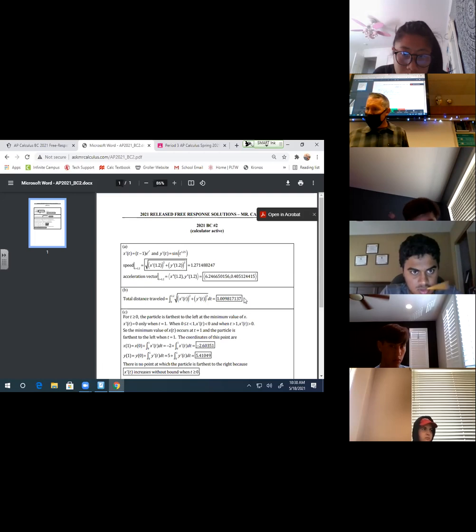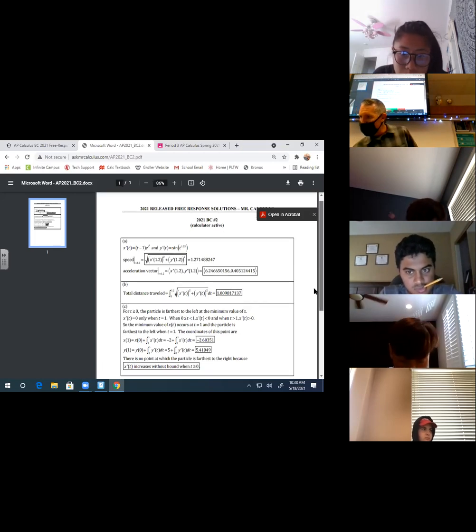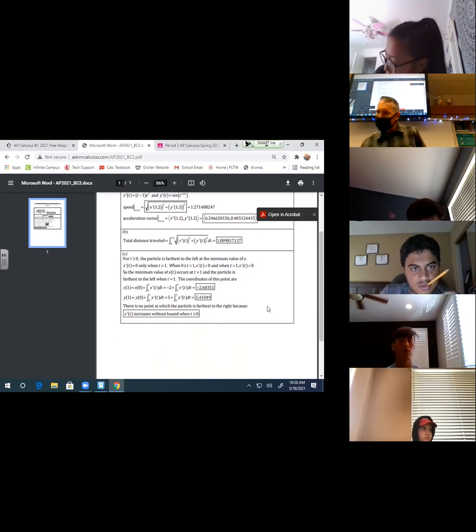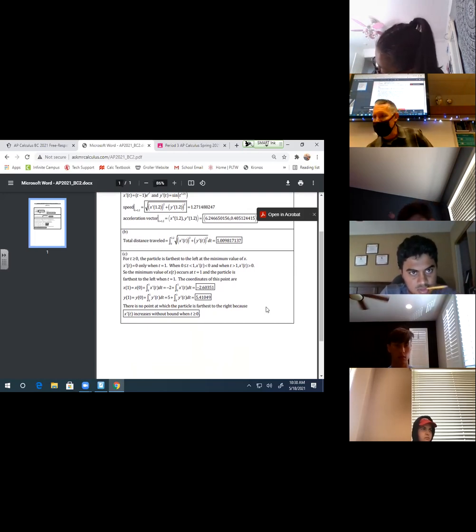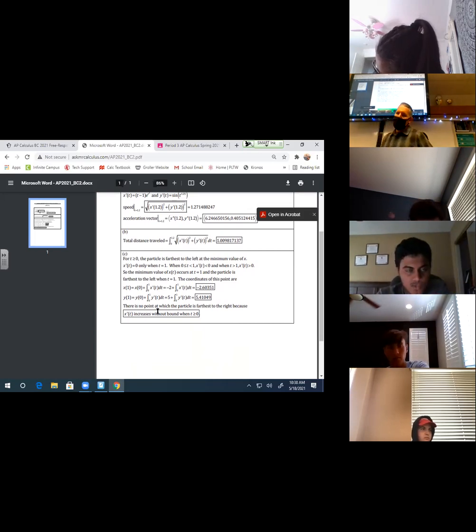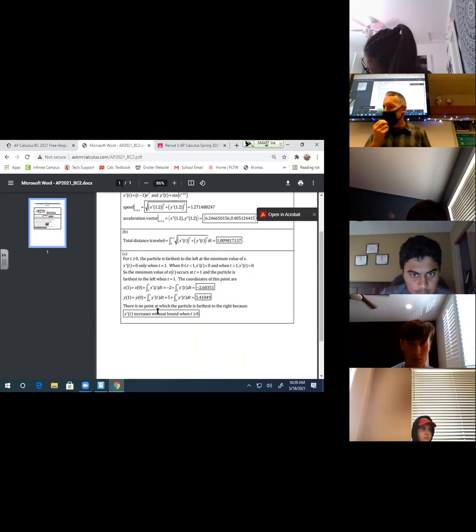Okay, for part C, what they say is, oh, and I didn't answer that last question about why there's no point where the particle is furthest to the right. But here we go. For t greater than or equal to 0, the particle is farthest left at the minimum value of x. So x prime of t equals 0 when t is equal to 1, and they have that. So the minimum value occurs at t equals 1, and the particle is farthest to the left when t is equal to 1.